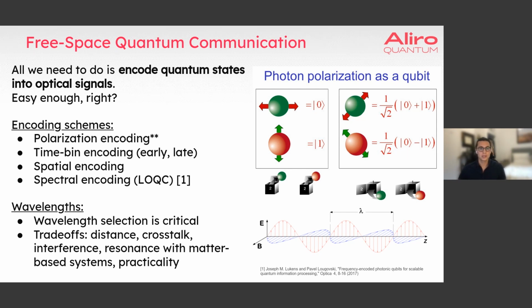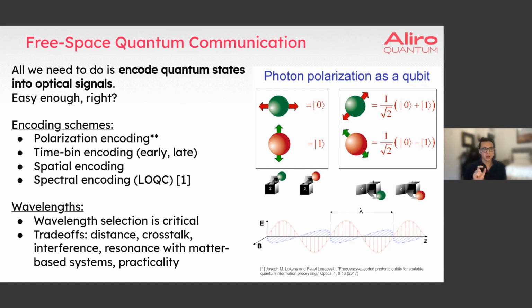We can also leverage frequency encoding using the spectral band. So for example, here we have linear optical quantum computing, which is a proposal out there for actually using frequency encoded photonic qubits for scalable quantum information processing. So the point is, there's no right way or single way to properly encode quantum states into photons. There are many levers we can pull. There are many degrees of freedom we can leverage of a photon to encode quantum states. They each have trade-offs.